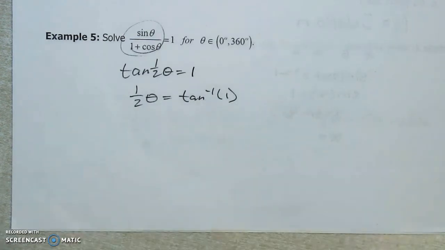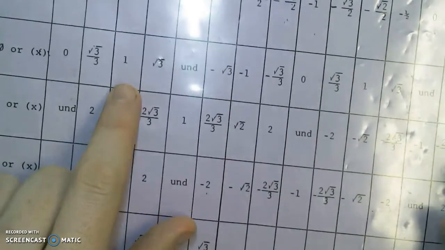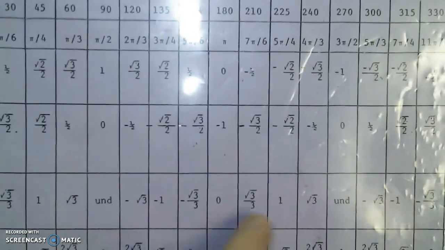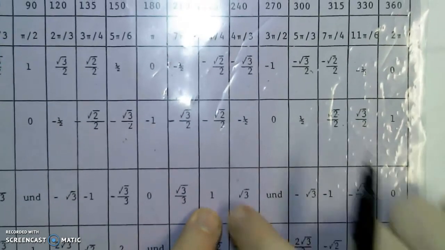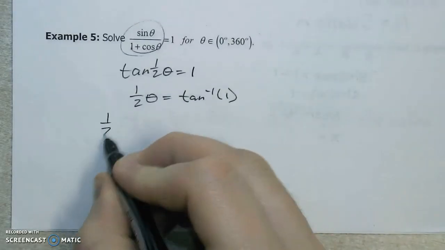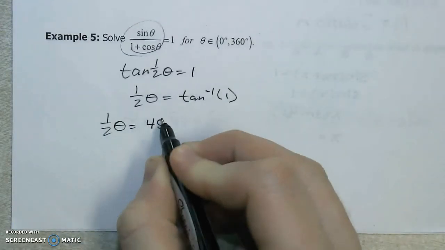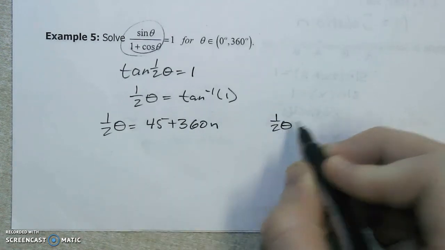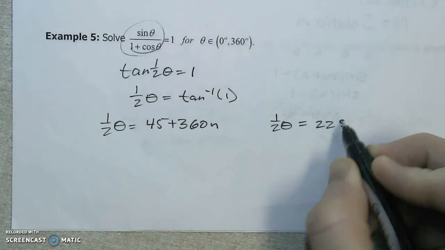And once you do inverse, it's now time to look up where does tangent equal 1. So tangent equals 1 at, here we've got 45 degrees. And tangent is 1 at 225 degrees. We add 360 in to make it a general solution. That way we can get multiple answers.